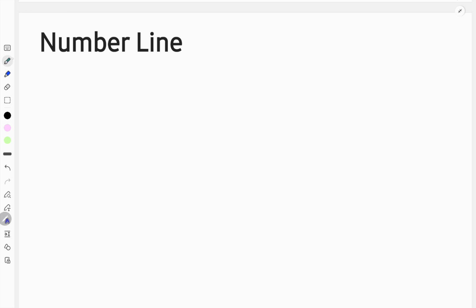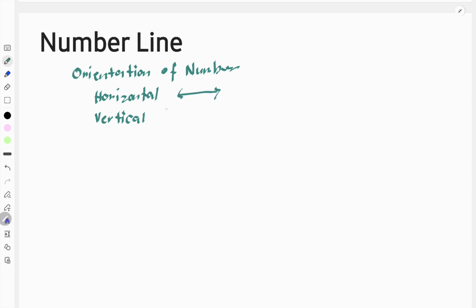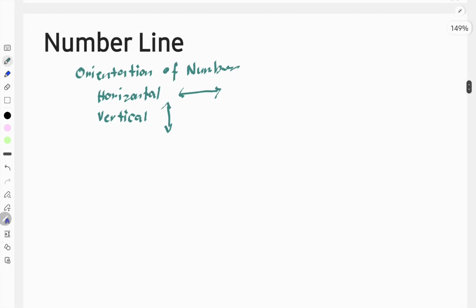So, going to that, let's look at that. There are two orientations of number line. The first one is the horizontal orientation, and then the other one is the vertical orientation. So the horizontal looks like this one, and then the vertical looks like this one. Okay, now let's create a number line so that we can understand how it will be visualizing the integers.